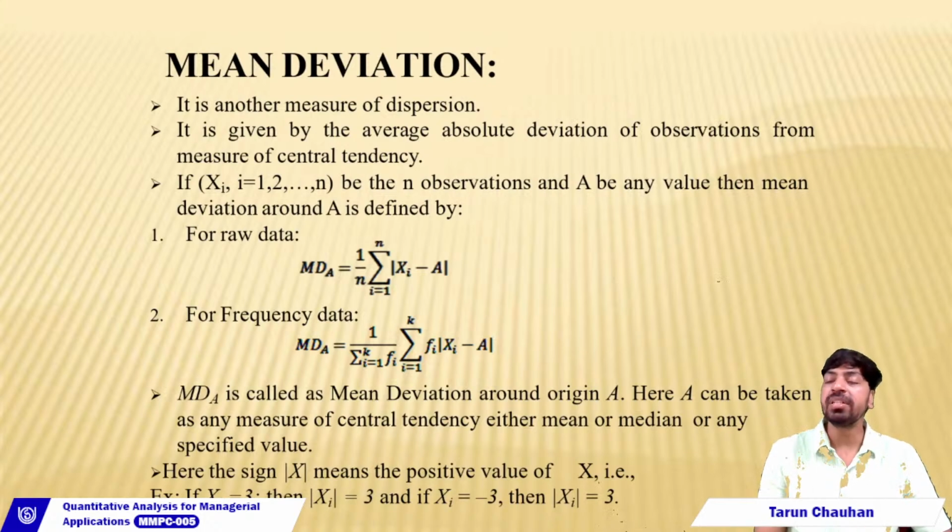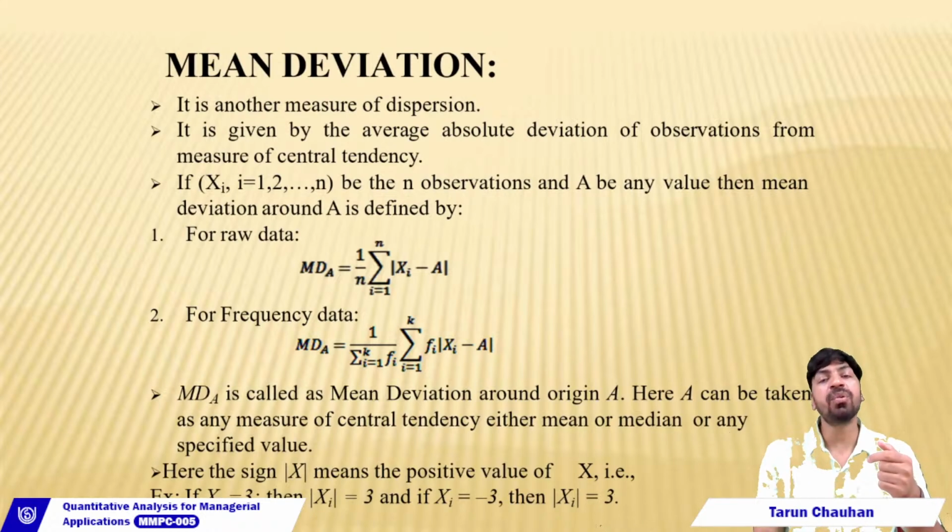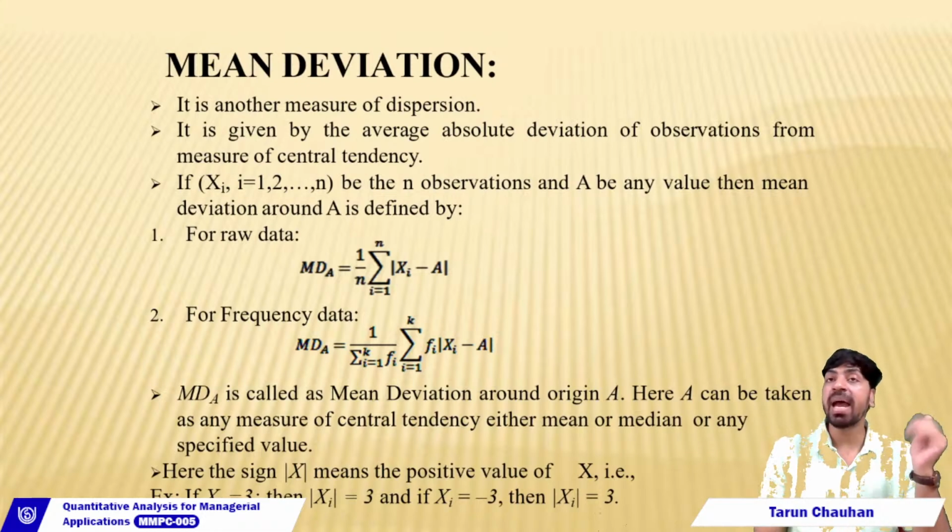When we talk about modulus x, it means the positive signs will remain positive and the negative signs will become positive, and that's the symbol of modulus under the x variable or a value. So modulus 3 will become 3, and modulus minus 3 will become positive 3. That is one of the main important points under mean deviation.